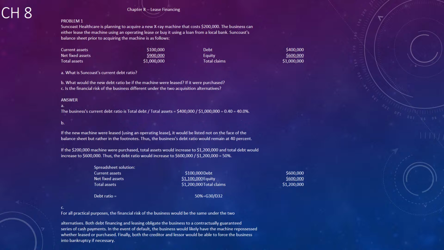So let's suppose Suncoast Healthcare is planning to acquire a new x-ray machine that costs $200,000. You can lease the machine under an operating lease or buy it from a loan from a local bank. Or if you're sitting on cash, a whole other analysis would be, what if we gave up the cash flow? What would that do to us? It often comes down to at what interest rate are people going to do that, and what is the cost and what is the interest that you can earn on that cash.